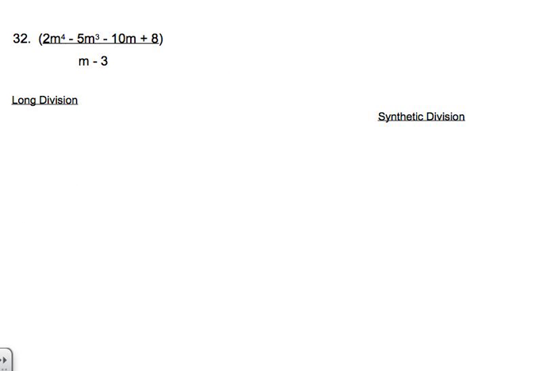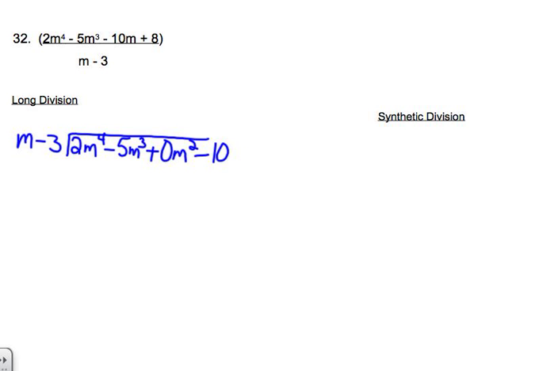Number 32 is dividing by a binomial, which means we either have to use long division or synthetic. If you're using long division, the m minus 3 needs to go on the outside. And then we have 2m to the 4th power minus 5m cubed. You are missing a squared term, so we need to put in a placer 0 there, and then continue with minus 10m plus 8.